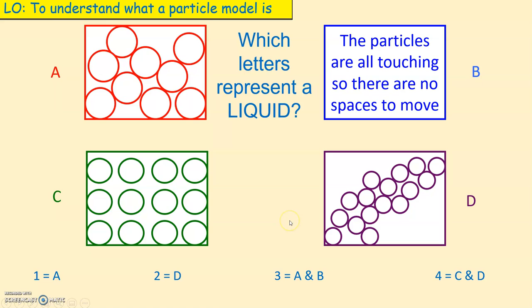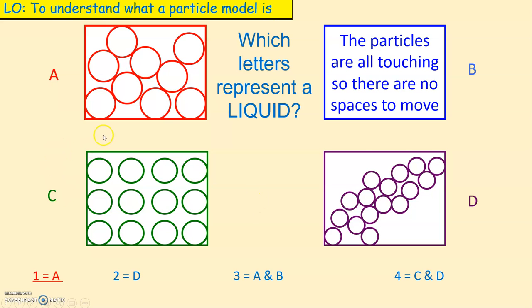All right, next question is asking you, which letter represents a liquid? Is it 1 for A? Is it 2 for D? 3, is it particles are all touching, so there's no space to move? Or is it 3, A and B? Or is it 4, C and D? What do you think? Have you written down your answer?